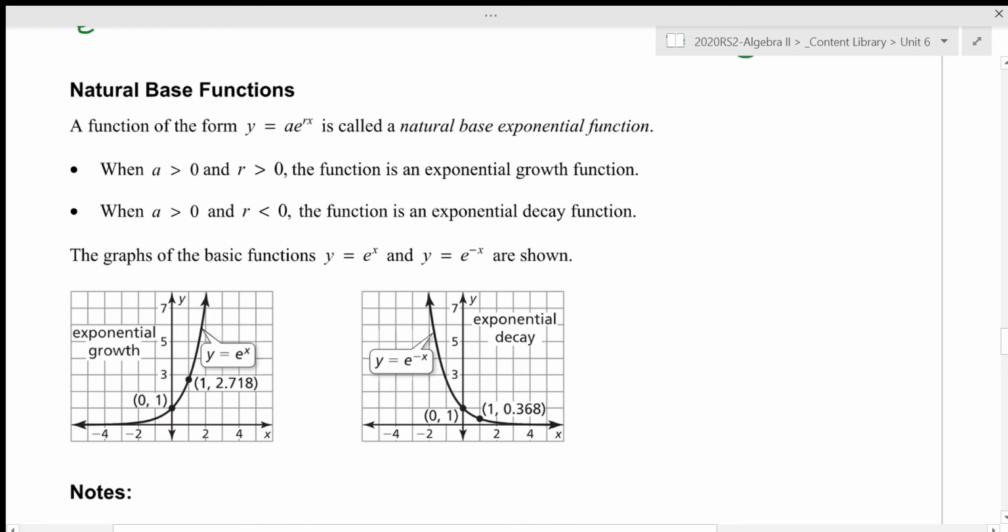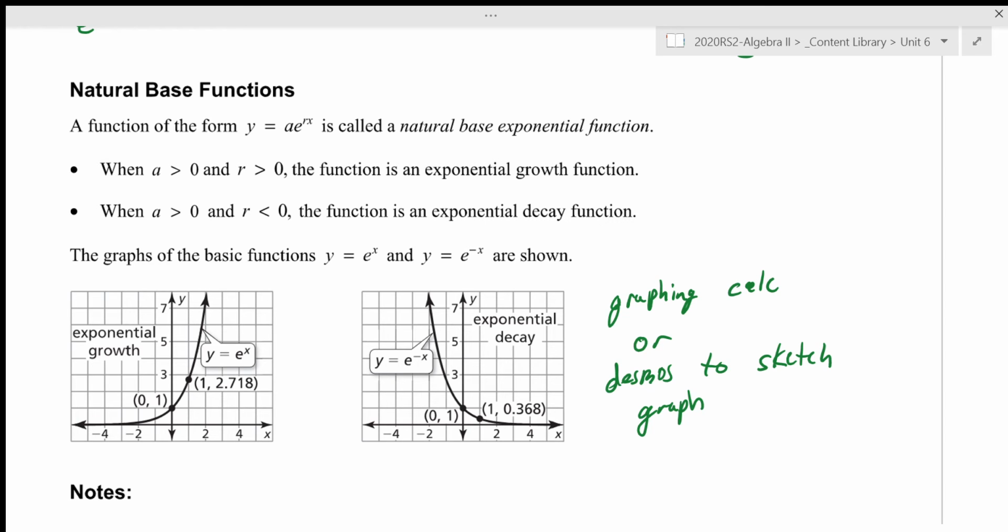You should use a graphing calculator. So use a graphing calculator or Desmos to sketch a graph. And I'll show you what I mean by sketch a graph in a little bit. But since e is a weird decimal, you're never going to get nice points on your graph, basically. So graphing by hand is very tedious and not worth our time.